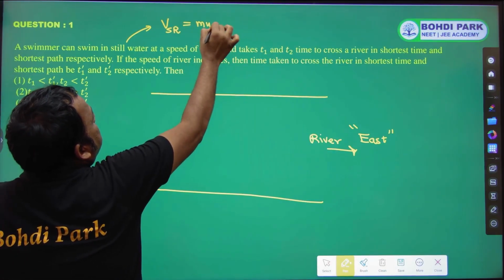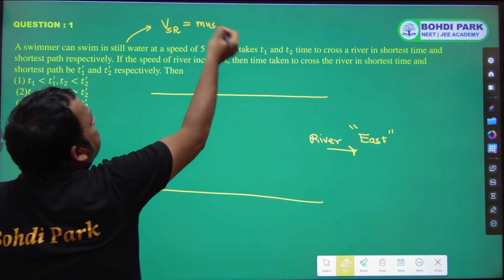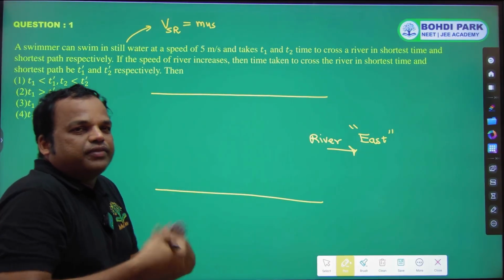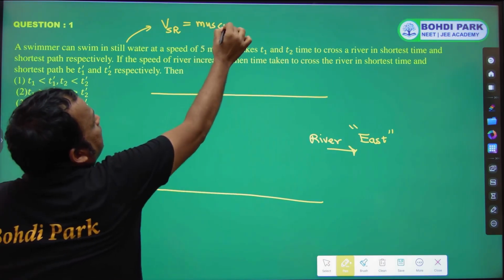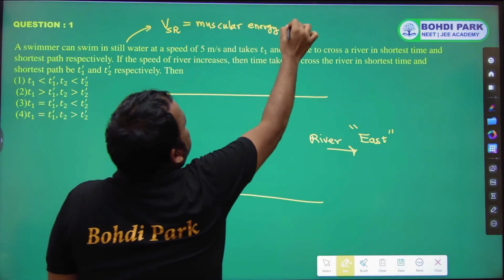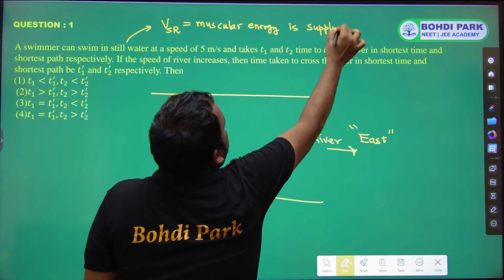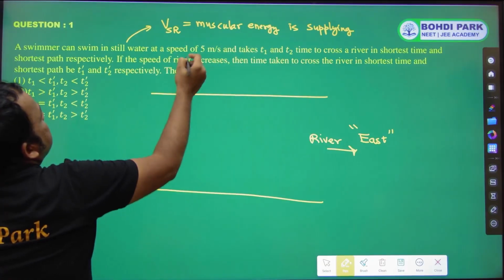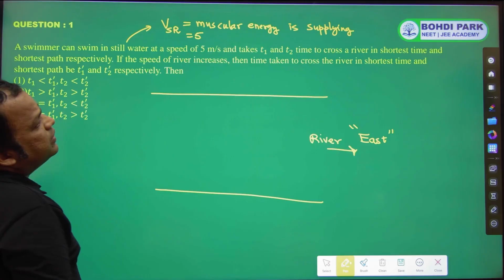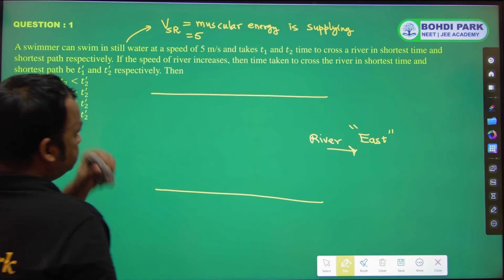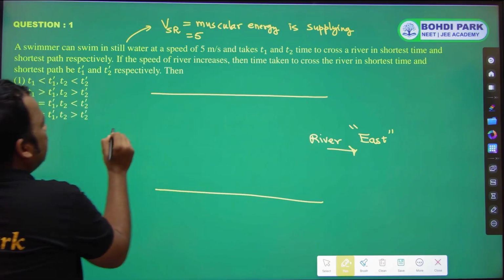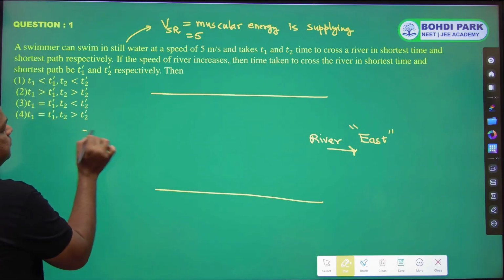So muscular energy is needed for this. In still water, how can a person swim? The self energy, muscular energy is required. So muscular energy is supplying this speed, which is given as 5. It takes T1 time to cross a river in shortest time and T2 in shortest path. So how to cross the river in shortest time?